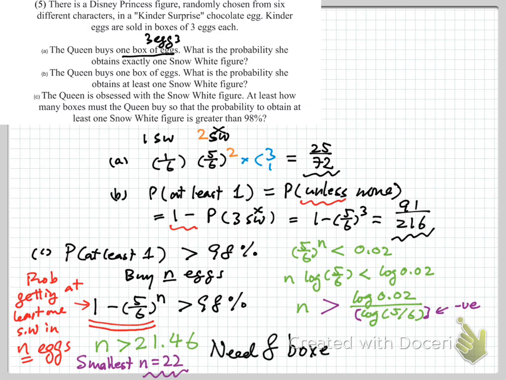This is the final answer, 8 boxes. You need to get 8 boxes. You have 24 eggs, but because they come in threes, you have no choice. But if you can buy them individually, you don't have to buy 24 eggs. All you need is to buy 22 eggs, and then you can have the probability greater than 98%.